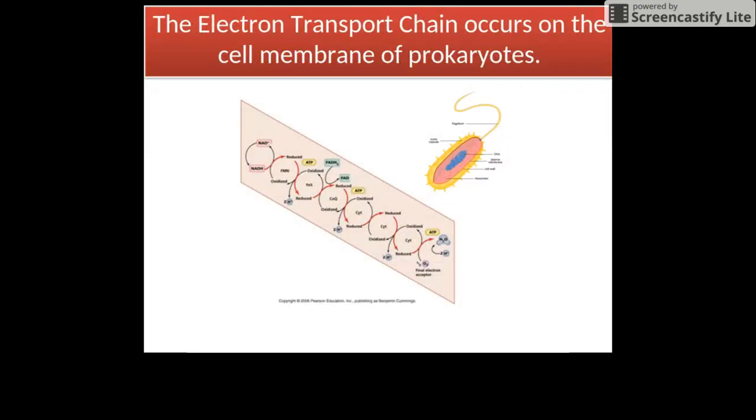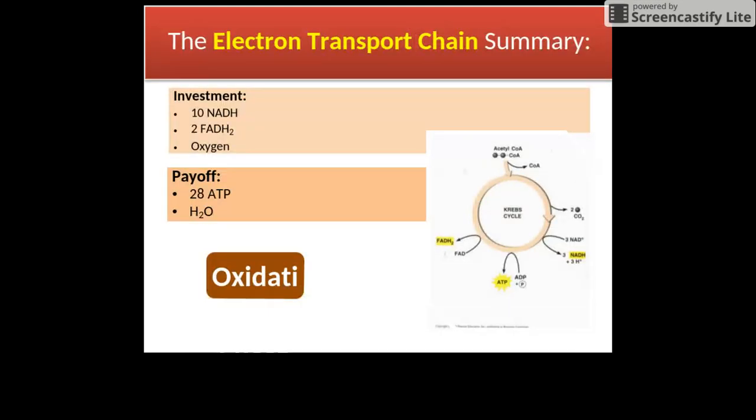So like I said before, comparing it with prokaryotes, the same thing's really happening, but the biggest difference is, in this case, this is happening in the cell membrane instead of the mitochondria. All right, so overall, what's happening again with the electron transport chain? It's very similar to what's going on in photosynthesis.